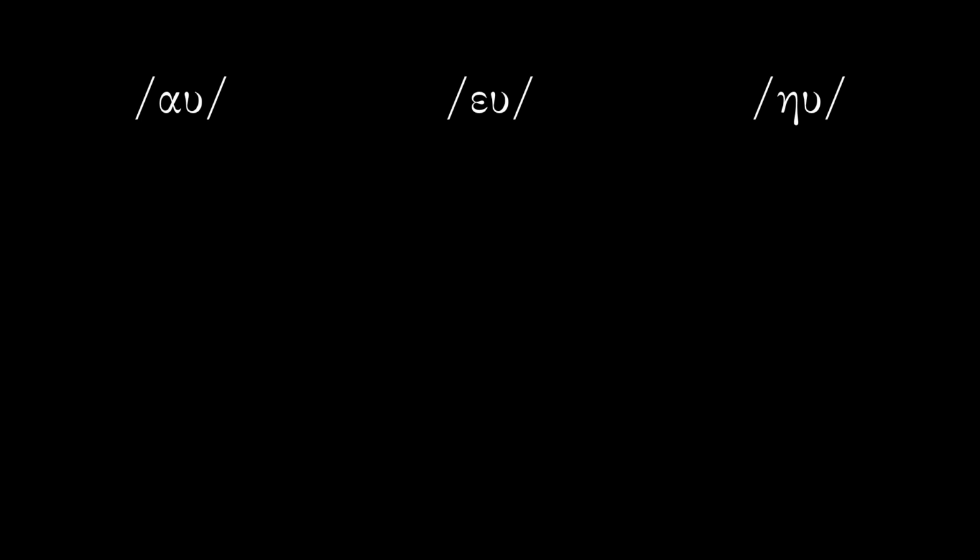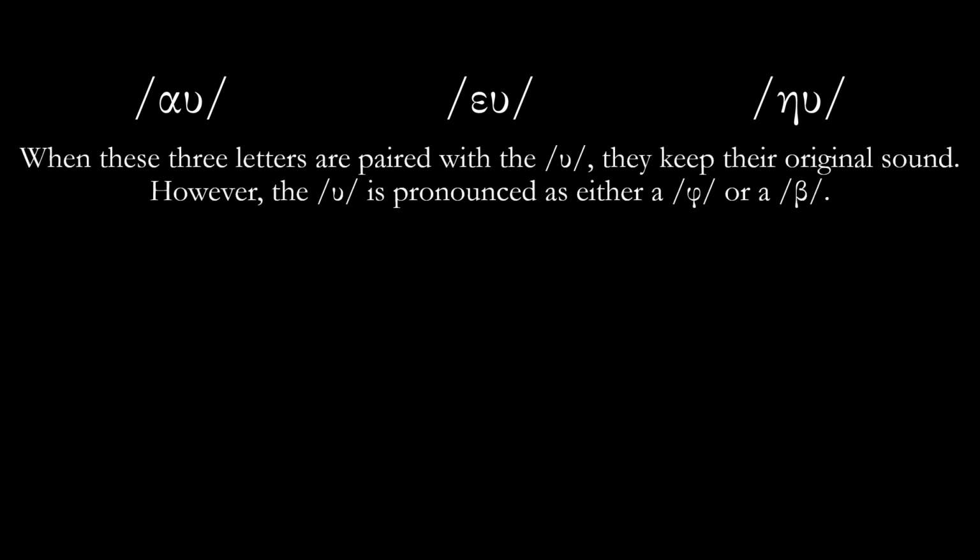So now let's look at these three diphthongs, these vowel teams: alpha epsilon, epsilon epsilon, eta epsilon. When these three letters, the alpha, the epsilon, and the eta, are paired with the epsilon, they keep their original sound. So alpha will still be a, epsilon will still be e, eta will still be e. However, the epsilon is pronounced either as an f, a fi, or a v, vita.